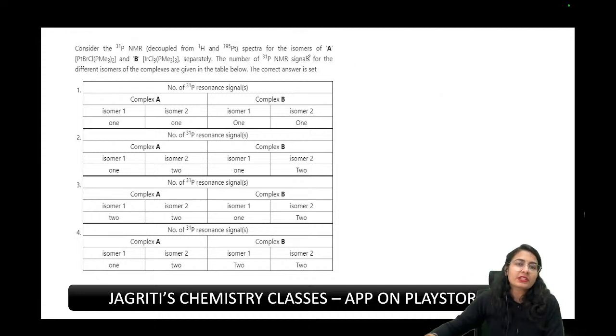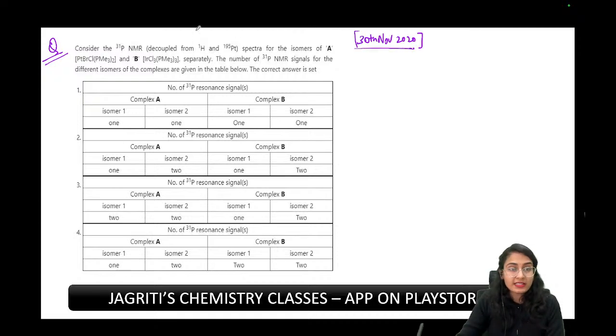It's an awesome question that we have from the 30th November 2020 paper. Look, this is very easy, it's not difficult. Consider the proton NMR decoupled from the proton as well as platinum. Spectra for the isomers of A and B separately. The number of 31P NMR signals for different isomers of the complexes are given in the table below. The correct answer is the set.